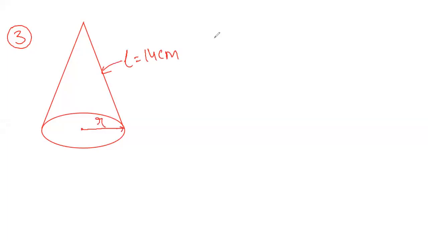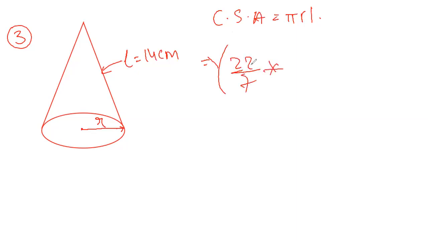So center to the edge is R. And if you remember your formula thoroughly, curved surface area is equal to pi R L. So we'll try substituting the values. In this question, it has specifically mentioned to us that pi is equal to 22 by 7, into R. R is not given to us, so we'll assume it as R, into L. L is slant height, so 14, is equal to CSA, and CSA is given to us as 308 centimeters square.